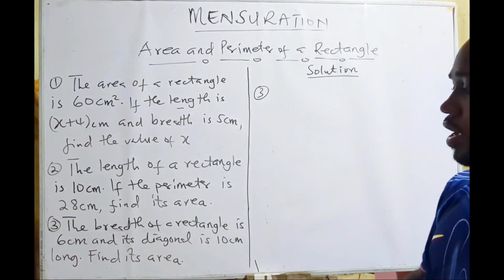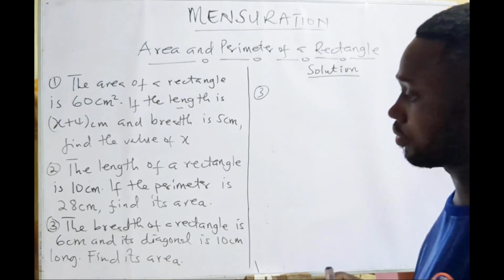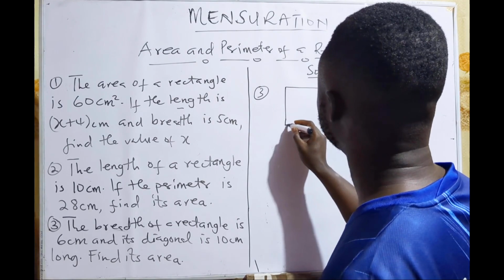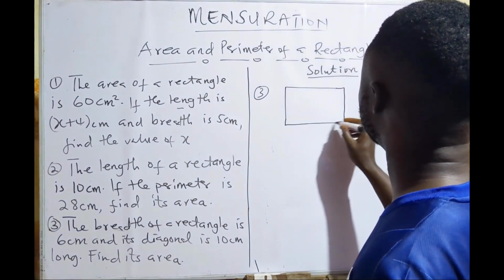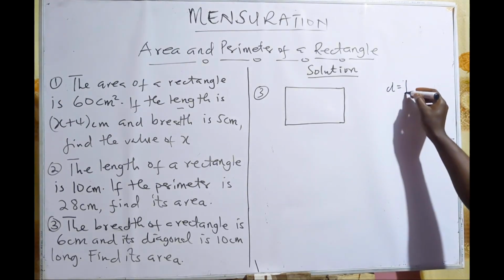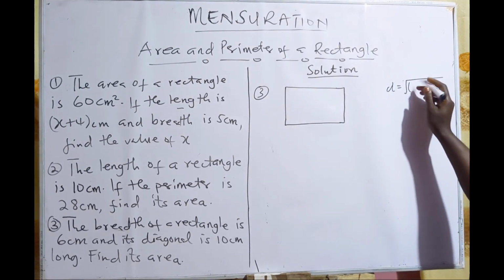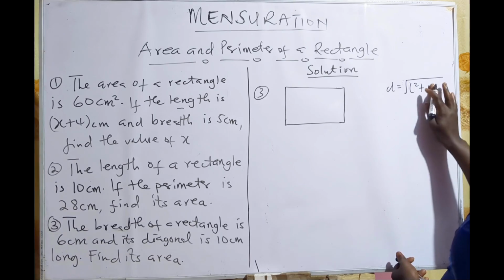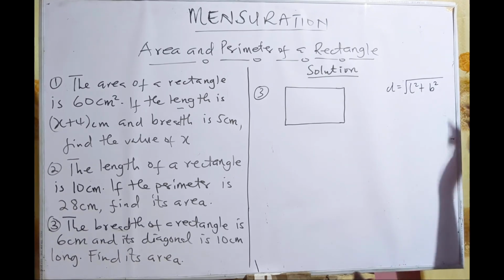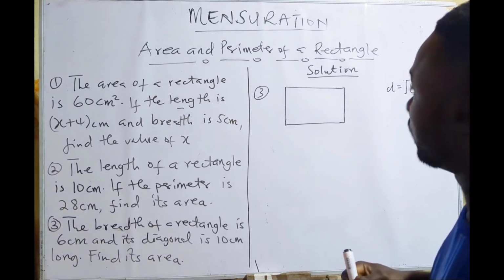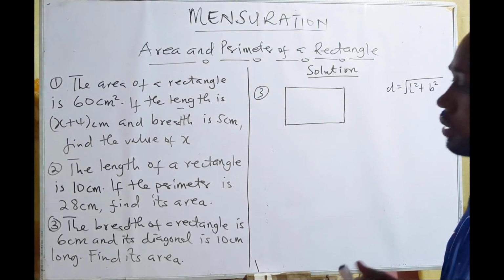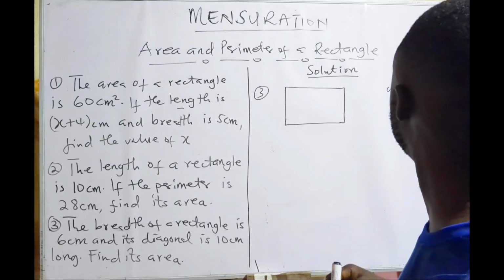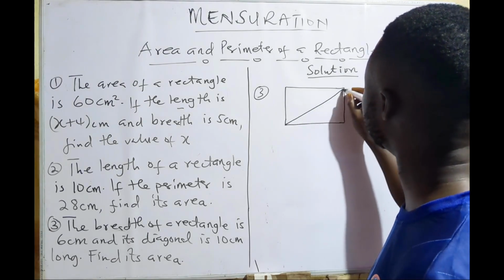Okay, so if you want to find the diagonal, if you like, you can draw your rectangle. But we know that the diagonal is also equal to what? The diagonal can be equal to the square root of the length square plus the width square, or the breadth square. Diagonal can also be equal to this. Or if you like, you can draw your rectangle and then put the dimensions there and then you get your answer. Alright.